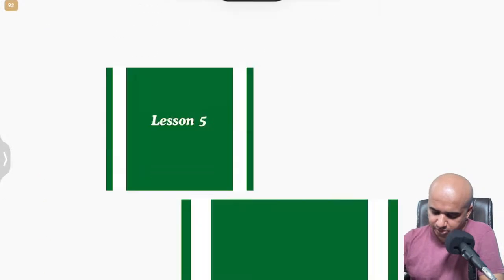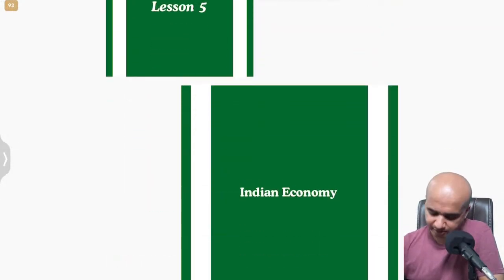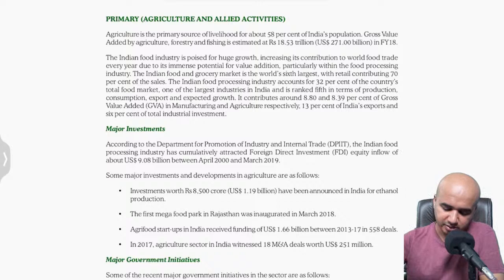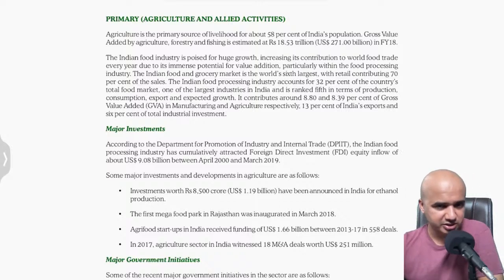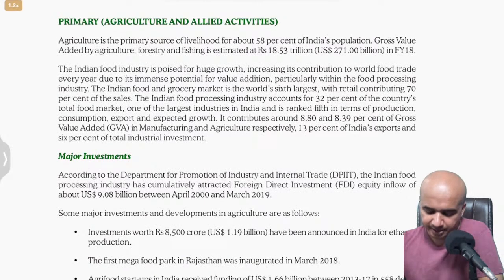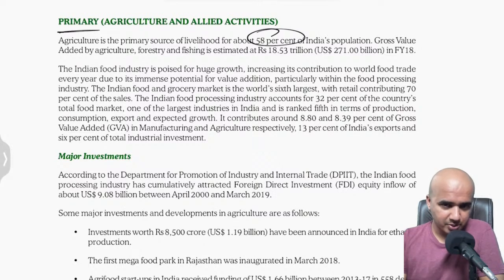Let's move on. Now, another important chapter, lesson 5, that is Indian economy. Let's see what we have in store here. Primary, agriculture and allied activities. What is it that we do with respect to agriculture, or how much of the economy is contributed by agriculture? So they say it's a primary thing. Agriculture is the primary source of livelihood for about 58% of India's population. That's a major chunk of the population who are actually dependent on agriculture.